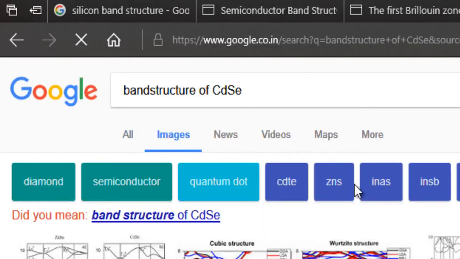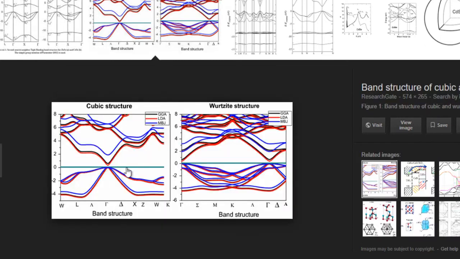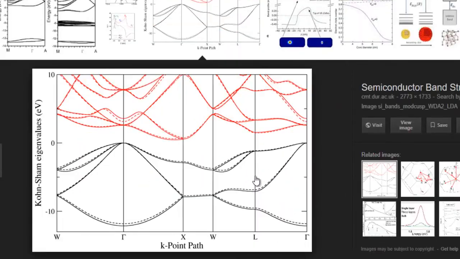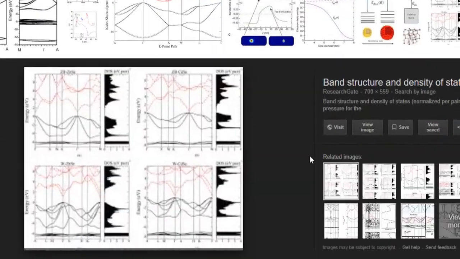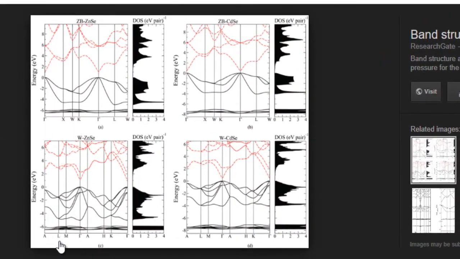If you have a look here, you can see that they are usually plotted along some high symmetry points like L, gamma, X, gamma, and so on. Here is another plot, and then another plot here. Okay, so this one looks like silicon, not CdSe. Then we have another plot here that is along A, L, M. Okay, so this one is for wurtzite CdSe, then zinc blende CdSe, with gamma, X, W, gamma, K, and so on.